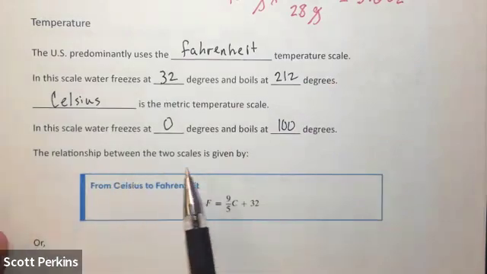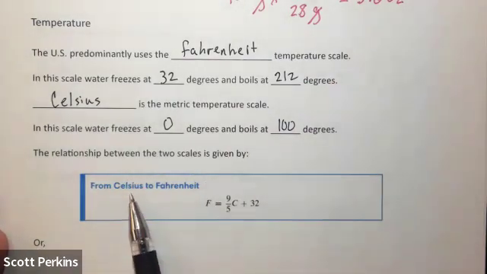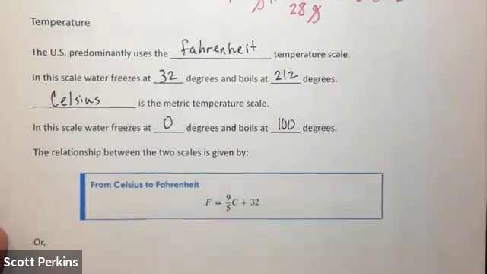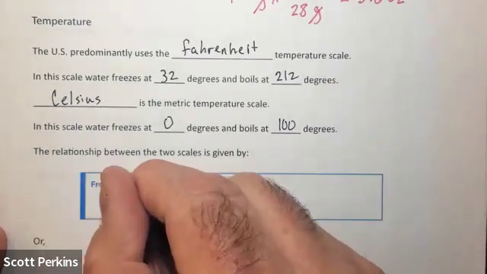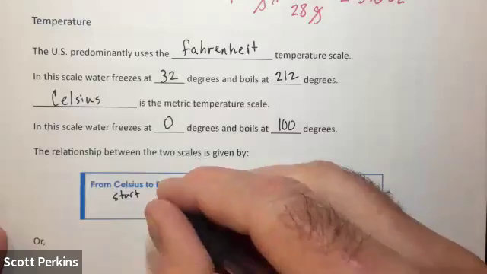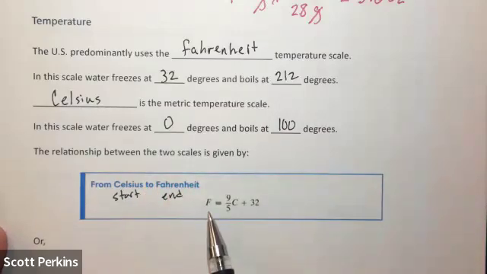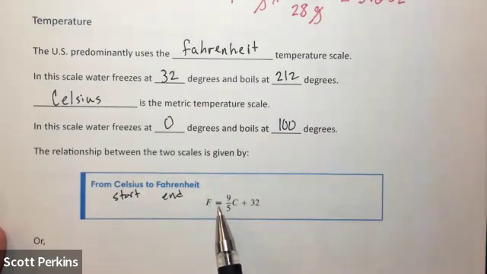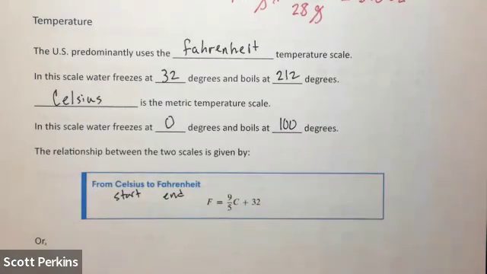So the relationship between these two scales, if you want to convert, if you start with a Celsius temperature and convert to a Fahrenheit temperature, then you use Fahrenheit is equal to 9/5, or you can make that a decimal if you like, times the Celsius plus 32.